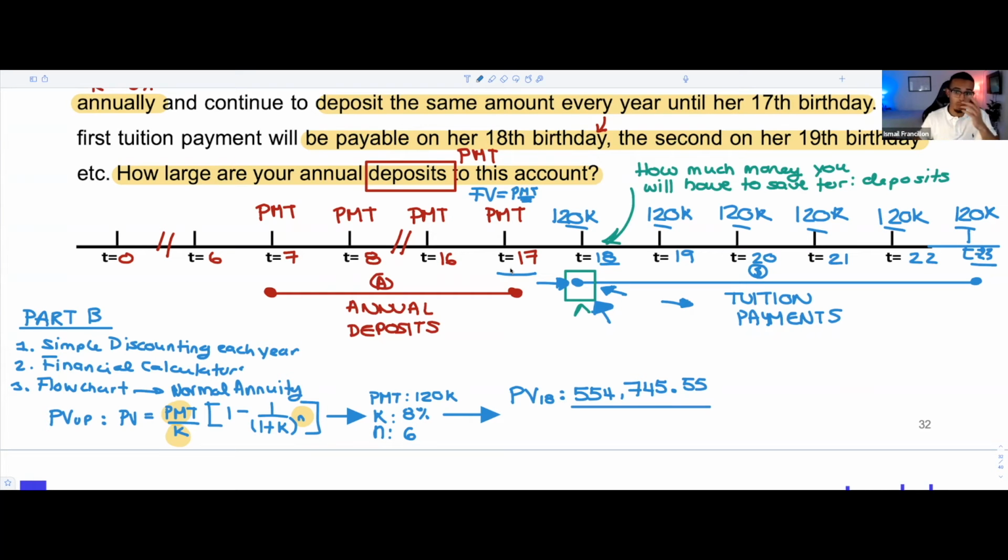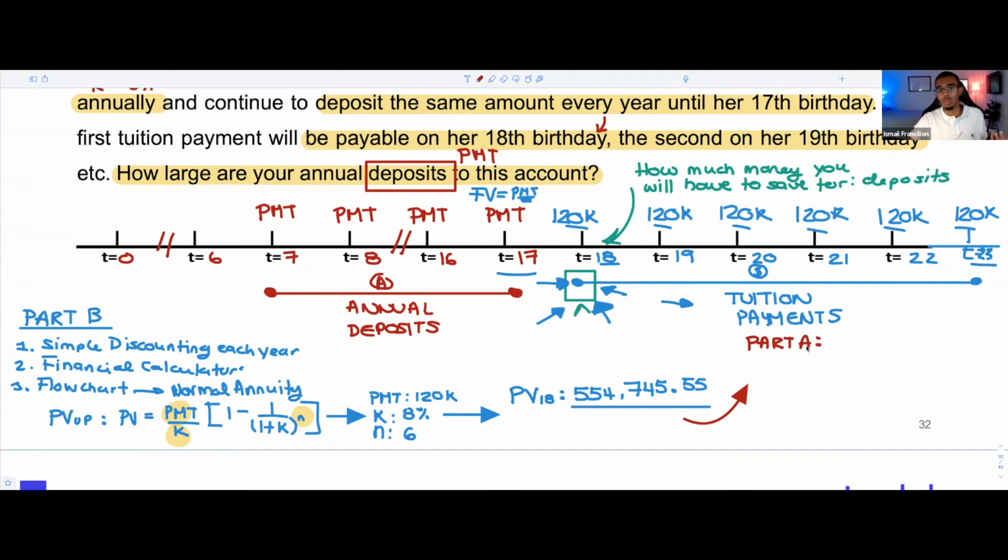So in this case, we get PV18 is equal to 554,745.55. Okay, so that's our PV18. So we know that that's how much money we need at T18 when our kid goes to school, such that we can now move on to part A. Okay, part A is straightforward.